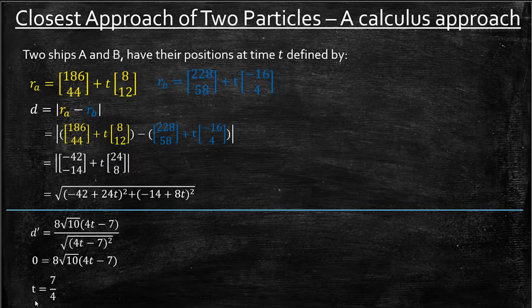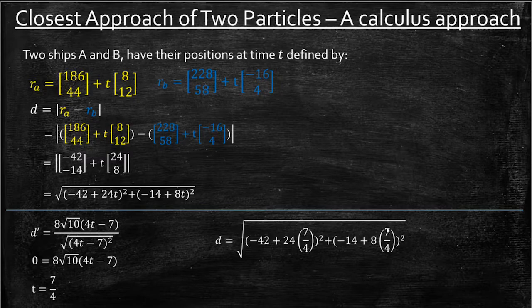So at time 7 over 4, these two particles are the closest they're going to get to each other. Then we need to substitute that into this equation. When we substitute 7 over 4 into the equation, we'll get the minimum distance is 0. And that's what we expect. So if two particles do collide, we do expect the minimum distance between them to equal 0.